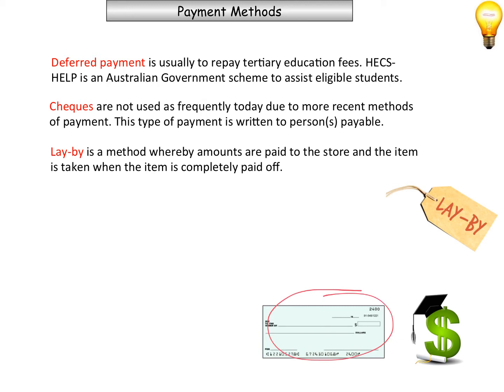And lay-by is a method whereby amounts are paid to a store and the item is taken when the item is completely paid off. So you might have to pay a 10% deposit, and then later on, if you pay the remaining balance, the 90%, you can pick up the item or whatever the store agrees to.